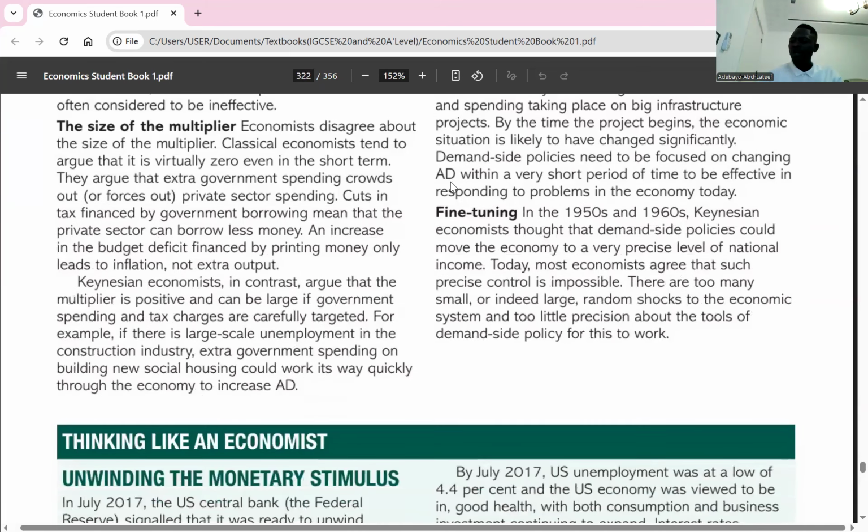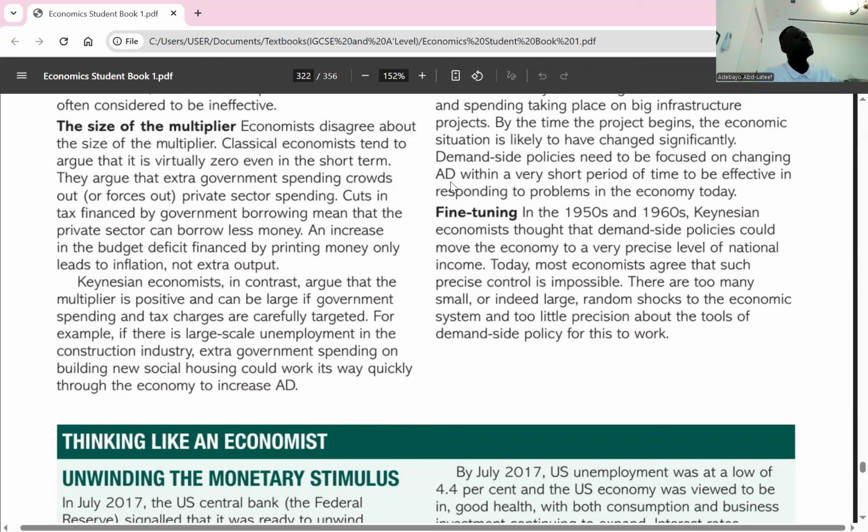Are you there? Yes. For the size of the multiplier, I wrote, classical economists tend to argue that extra government spending forces out private sector spending, and this increases budget deficit and inflation without any extra output. However, Keynesian economists argue that the multiplier is positive and can be large if government spending and tax changes are carefully targeted. According to the classical economists, increasing government spending pushes out private sector spending. And if the private sector does not spend, output will not rise, because most of the time, it is the private sector that increases output, not government.